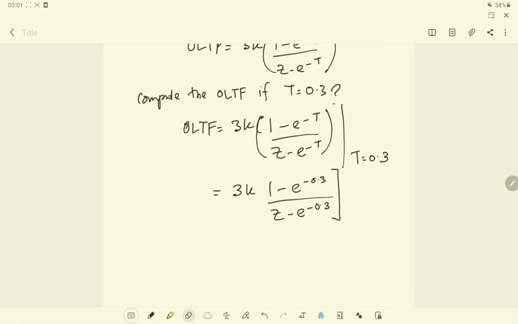So use the calculator here, and then you will get 3k (1 minus exponent negative 0.3), which is 0.777k over z minus 0.741.